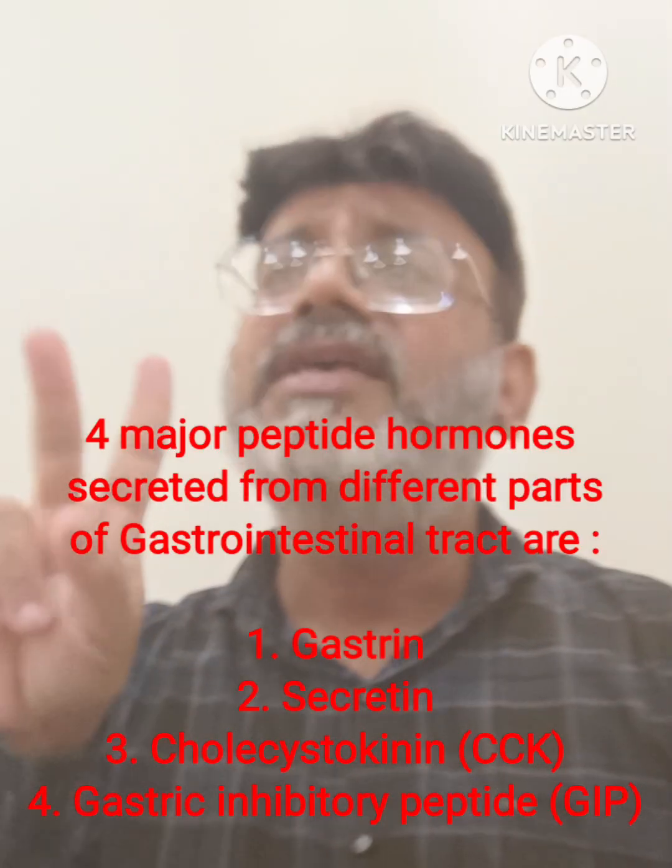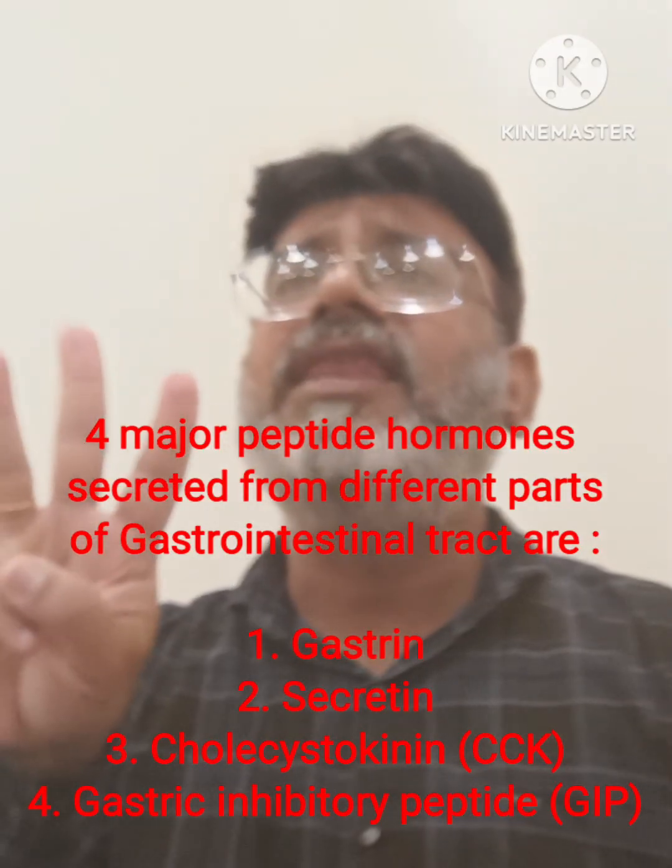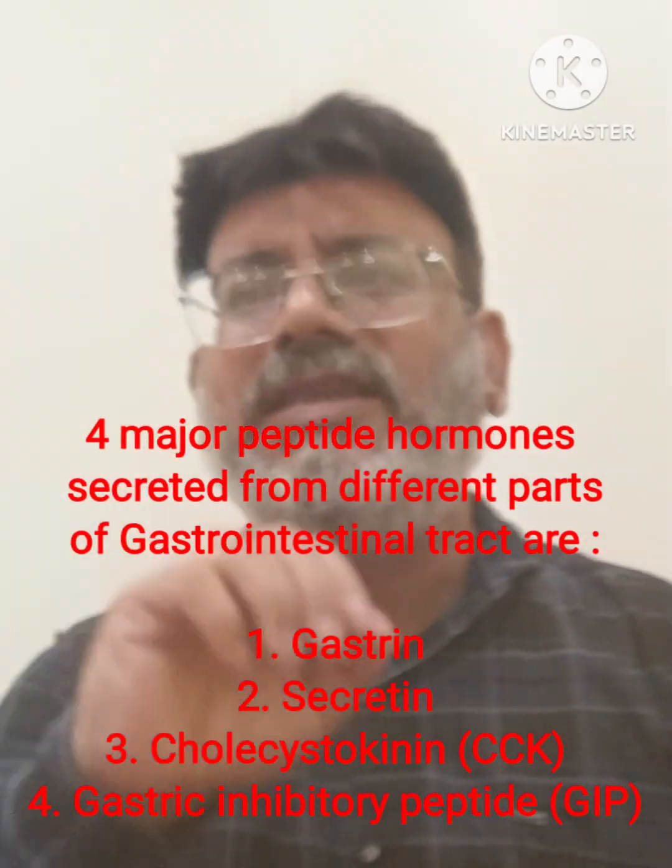You will be surprised to know that endocrine cells are also present in different parts of the gastrointestinal tract. They secrete four major peptide hormones. They are gastrin, secretin, cholecystokinin and gastric inhibitory peptide. First I will discuss gastrin.